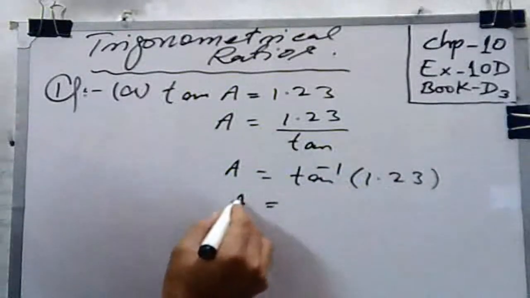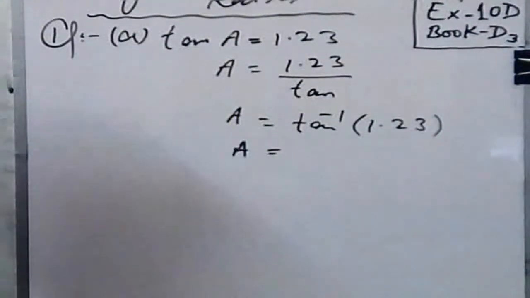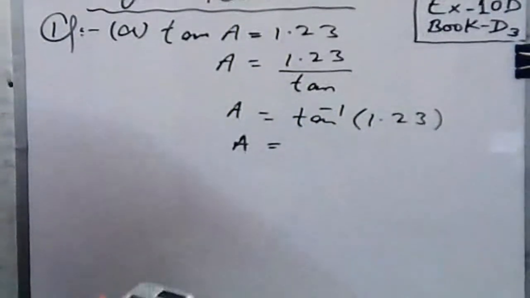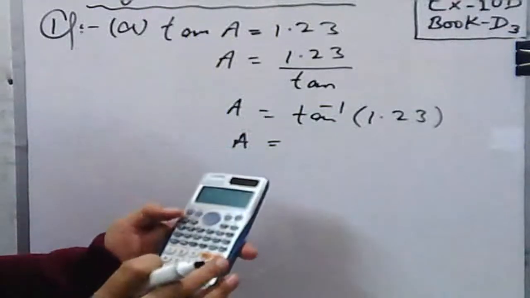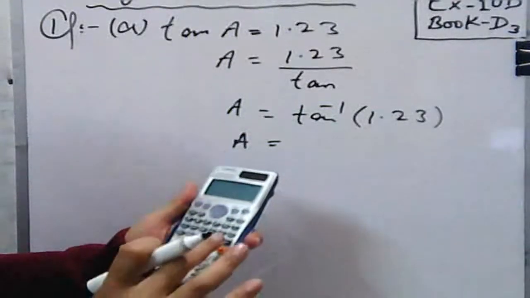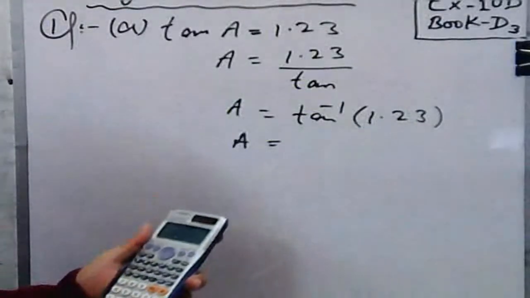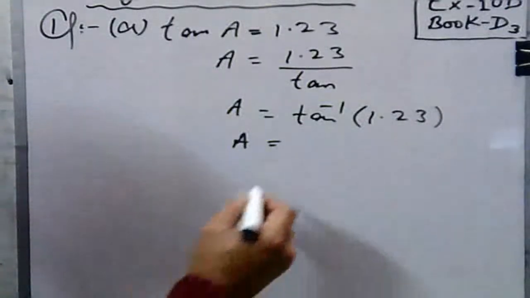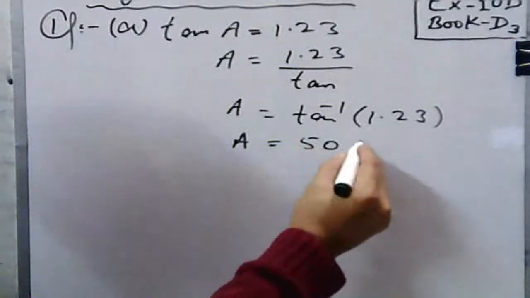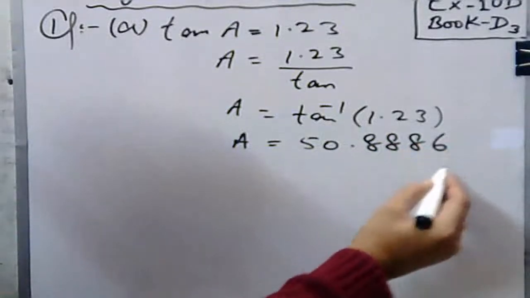So with the help of your calculator, you can find the values of tan inverse. The methodology I would like to tell is that, with a scientific calculator, you have to press shift tan and write down the value 1.23. You will get 50.88. So your result is 50.88.